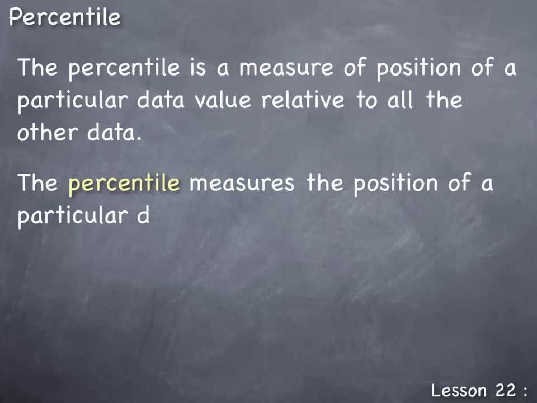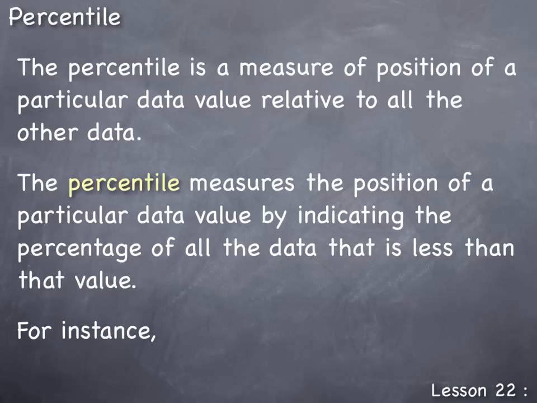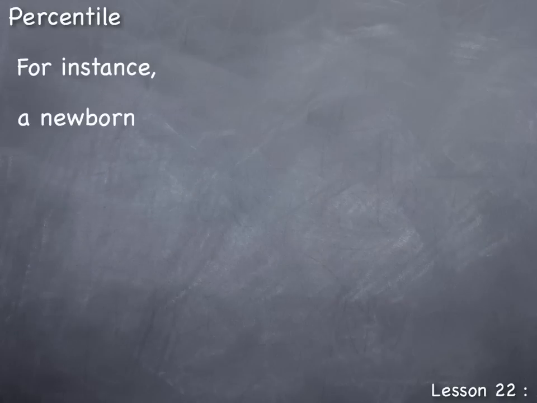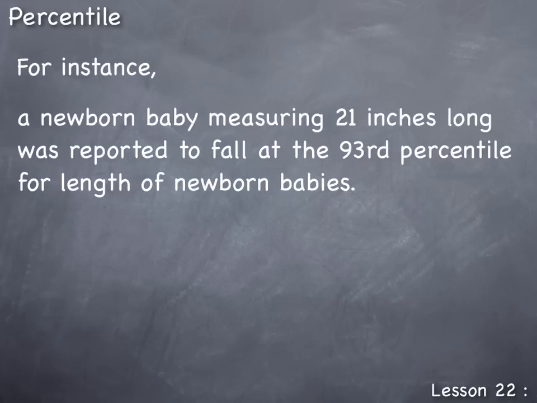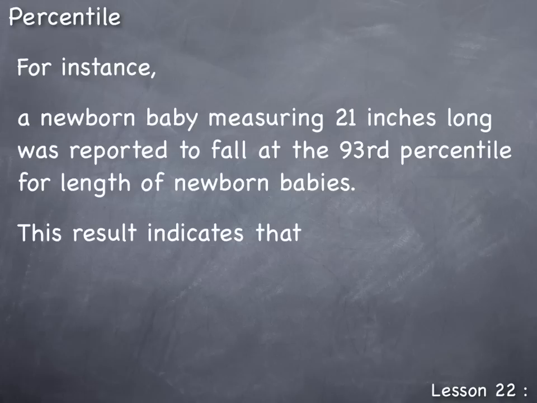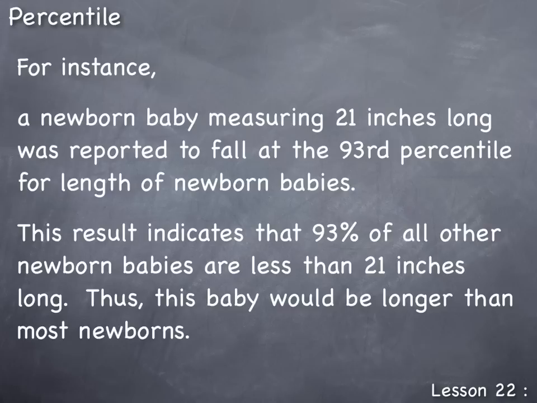The percentile measures the position of a particular data value by indicating the percentage of all the data that is less than that value. For instance, a newborn baby measuring 21 inches long was reported to fall at the 93rd percentile for length of newborn babies. This result indicates that 93% of all other newborn babies are less than 21 inches long. Thus, this baby would be longer than most newborns.